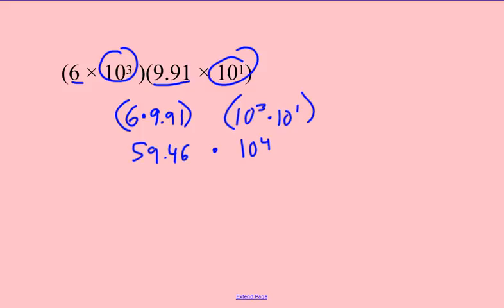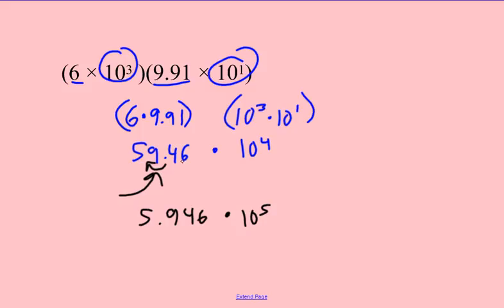Now, the problem with this, though, is that this number is not between 1 and 10, and it needs to be between 1 and 10. So if we're going to take a bigger number and make it a smaller number, we have to move it 1 over. So we get 5.946, and then we actually add 1 to the exponent, times 10 to the fifth power.